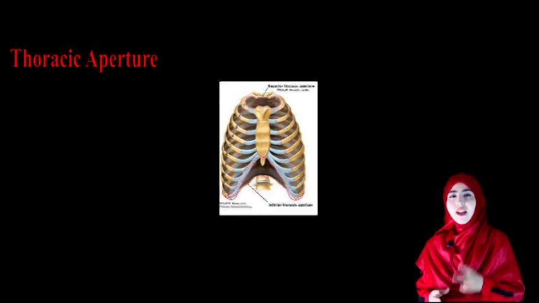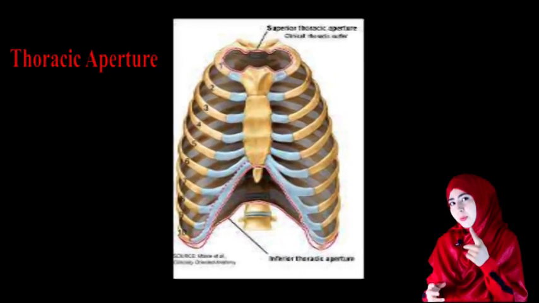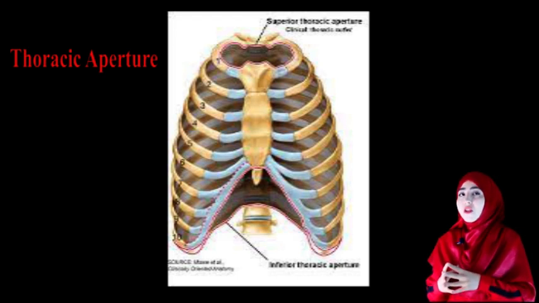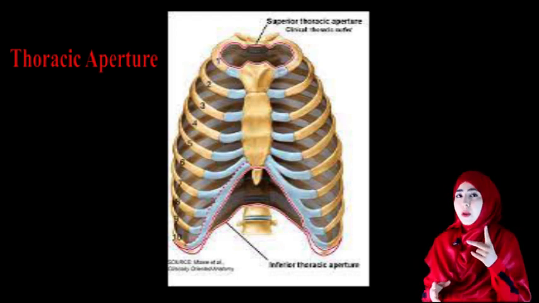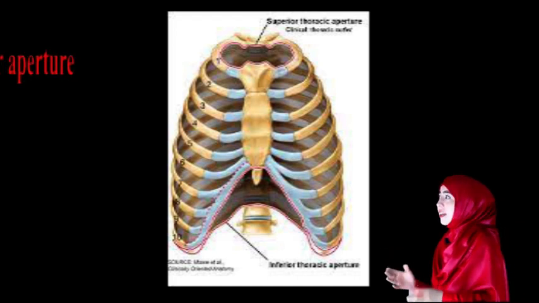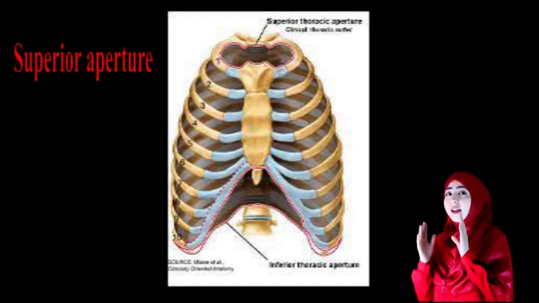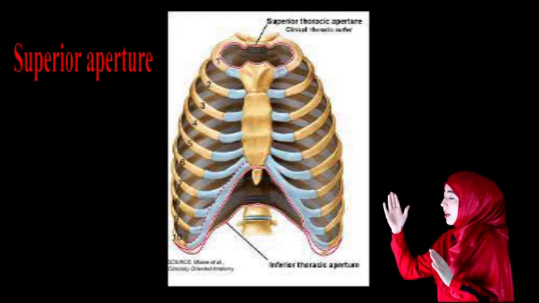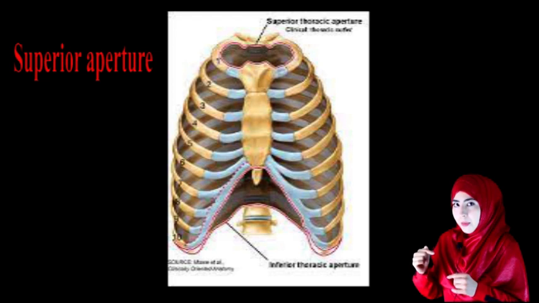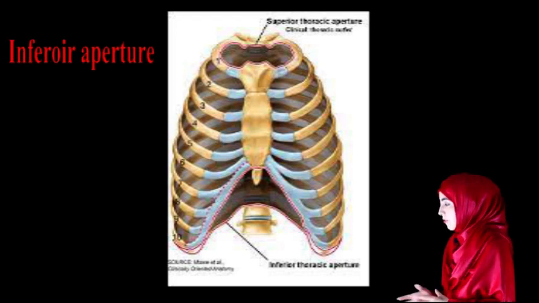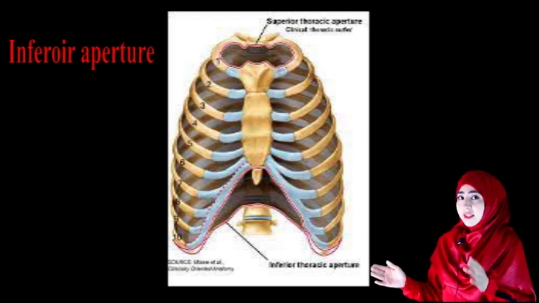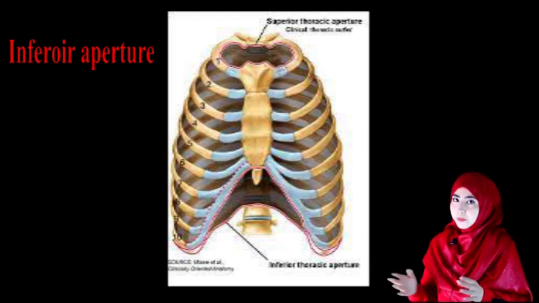The thoracic cage has two openings. One is the superior opening and second is the inferior opening, which are known as the superior aperture and inferior aperture. The superior aperture is the narrowest, that is a passageway and allows the communication with the neck and upper limb. The inferior aperture allows the ring-like origin for the diaphragm.